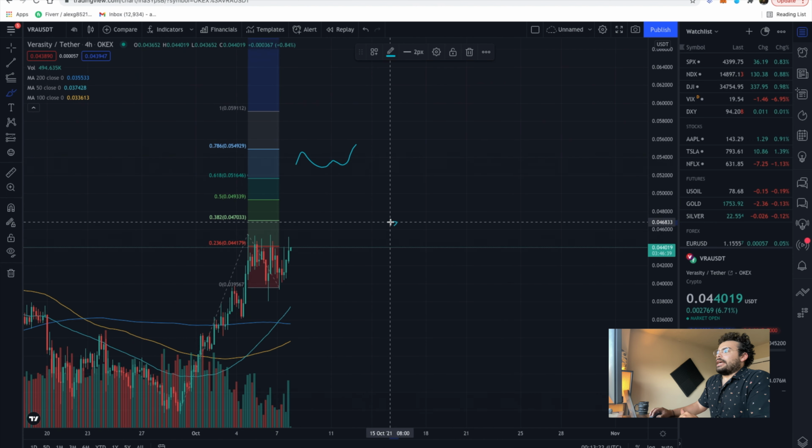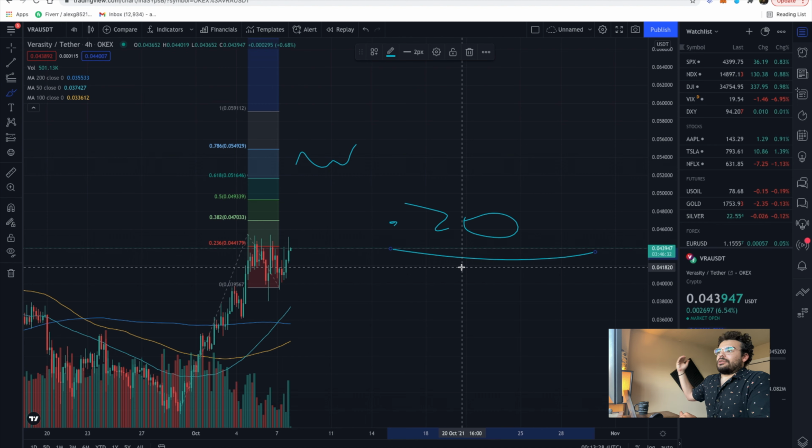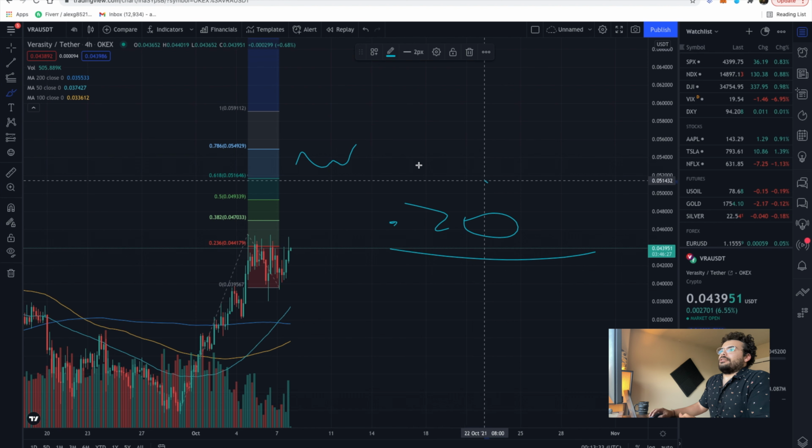And I think that's really what our eyes should be set on right now. Once we break that, we can start talking about $1 and above $1. But 20 cents is going to be a huge, huge key number.